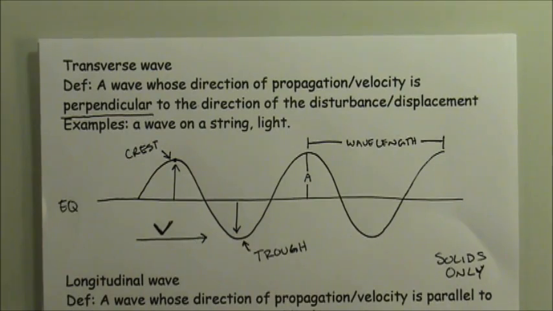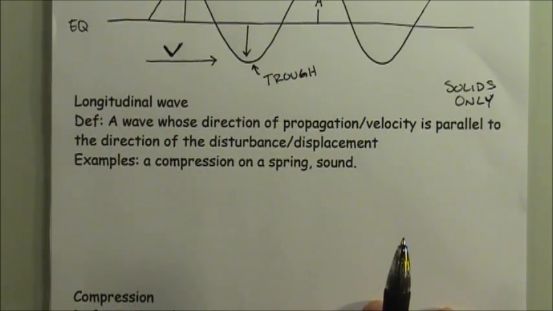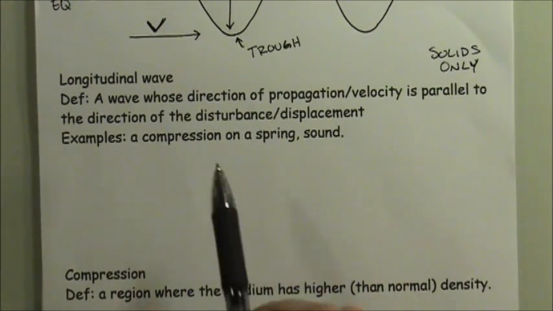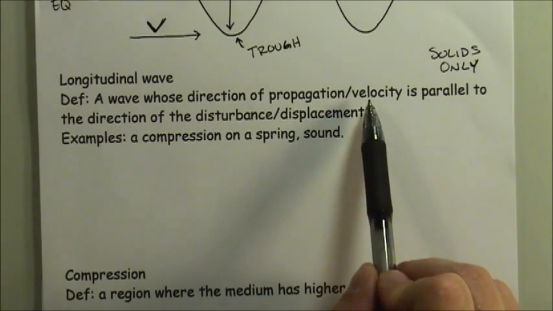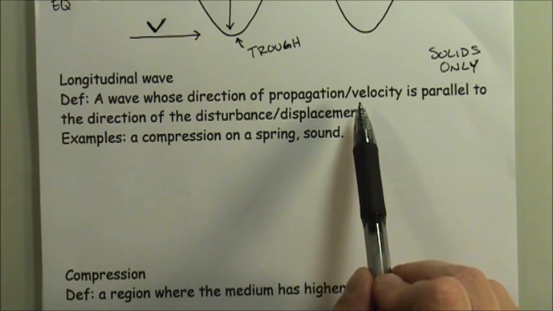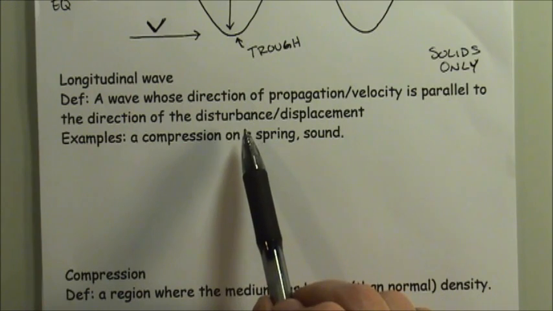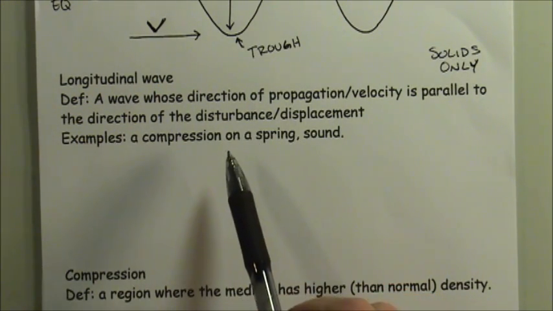So our second type of wave is called the longitudinal wave, and as you might imagine, it's sort of the opposite of what's happening with the transverse wave. So rather than the direction of the wave's propagation or the direction of the wave's velocity being perpendicular to the motion of the medium, in this case the direction is parallel to the direction of the disturbance or the displacement, or you could also say the direction of the medium's motion.